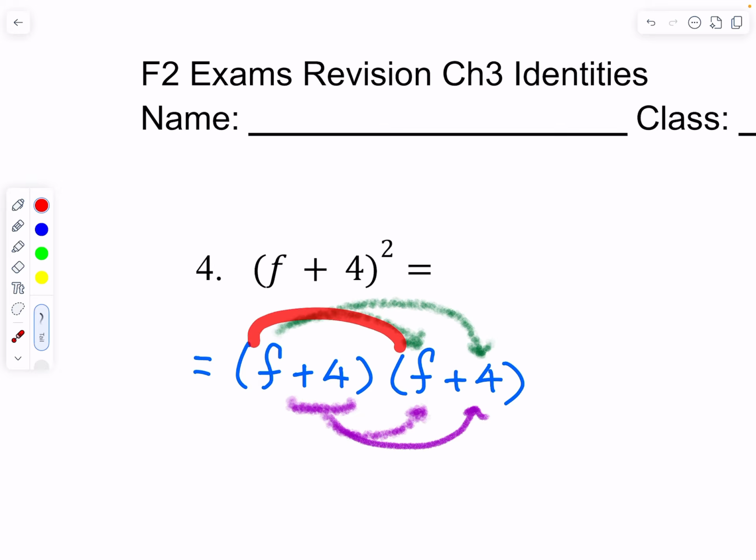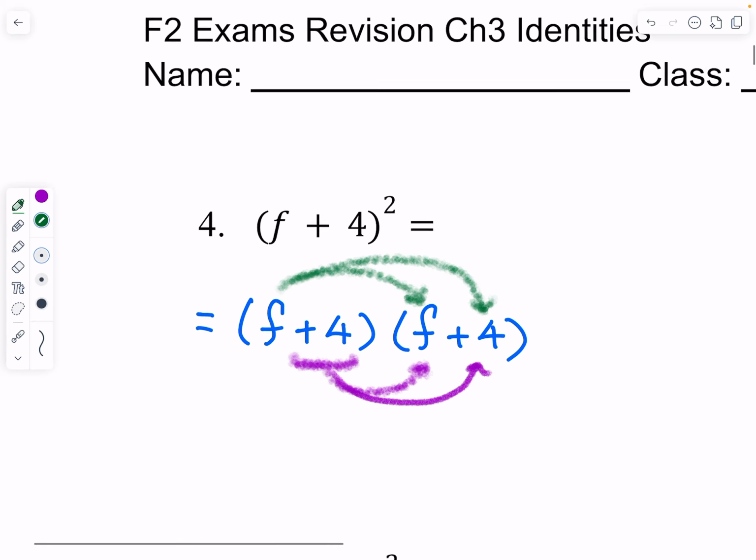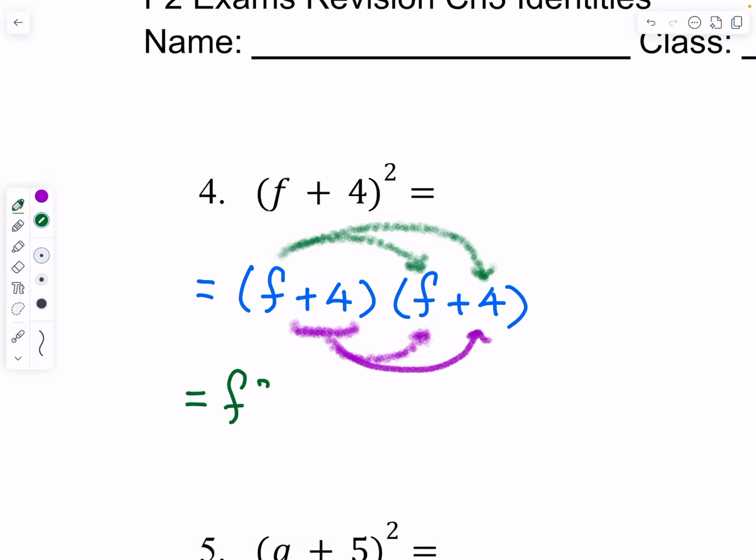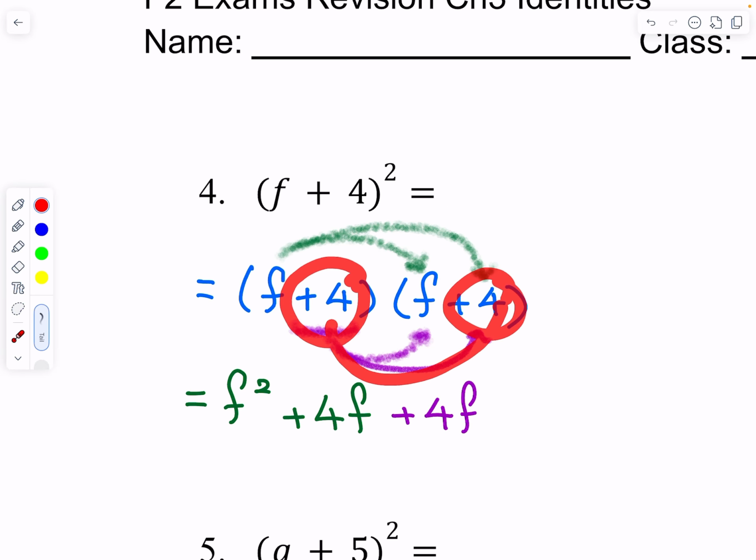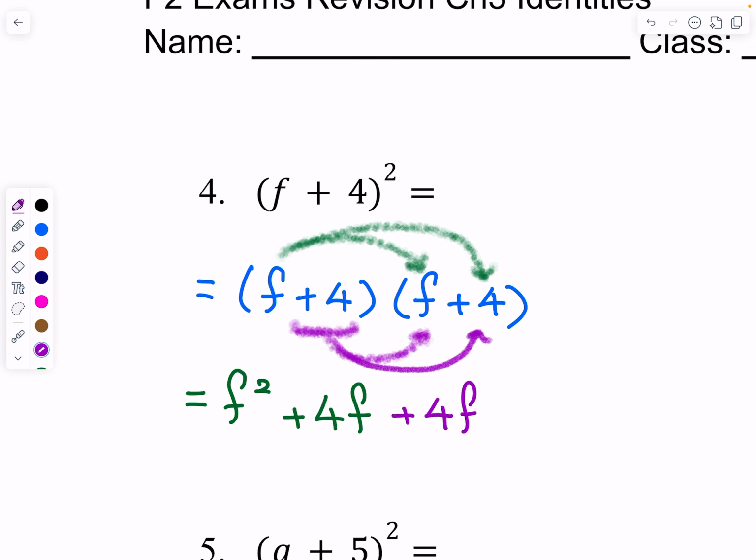All right, so let's do the green part first. When F goes to both of them, you're multiplying it. So how do you get F times F? We get F squared. And then F times positive 4 is positive 4F. And then do the bottom part as well. 4 times F, you get 4F. And then the last part, you can just click the calculator because it's just numbers. Positive 4 times positive 4, you get positive 16.